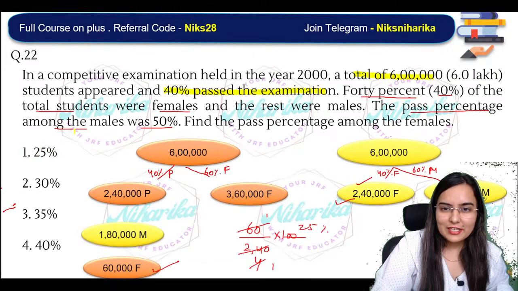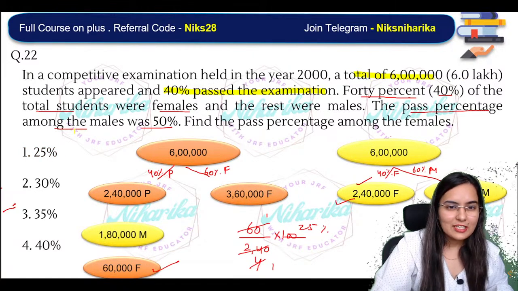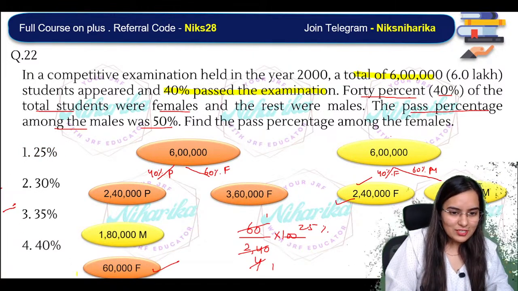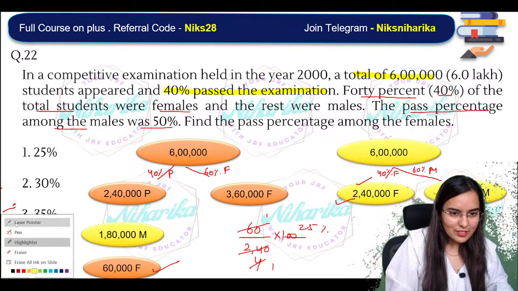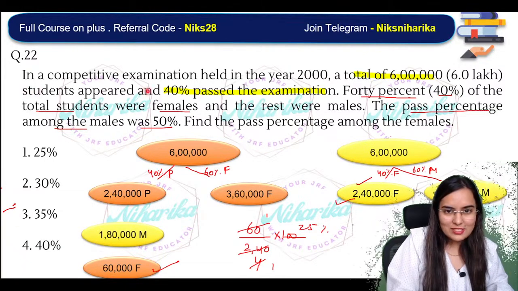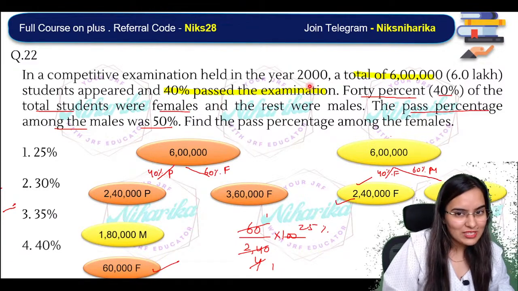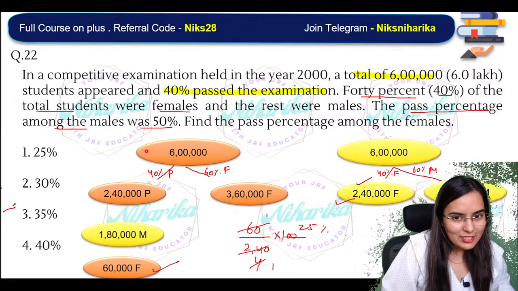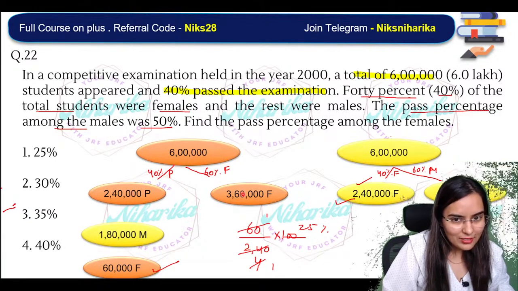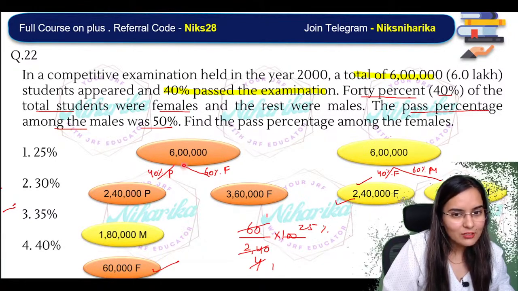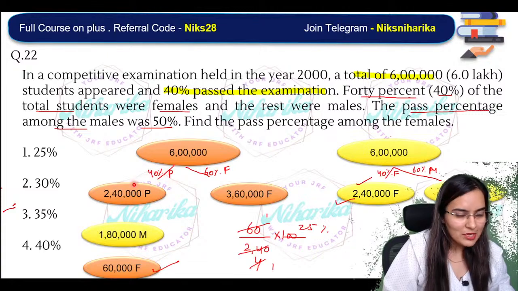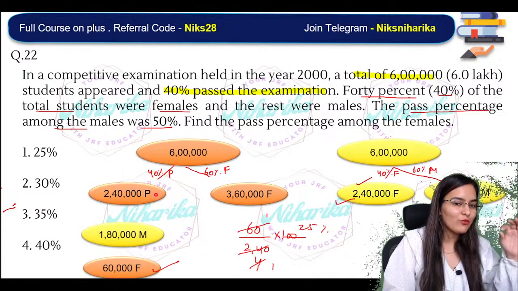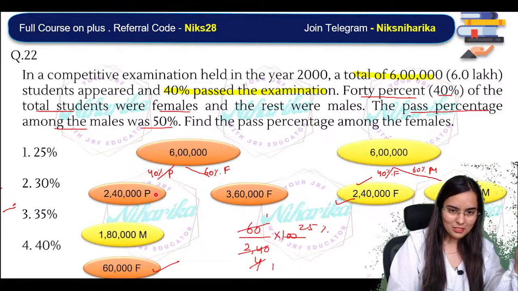Here you are saying the first written 40%. I think you are saying this one, isn't it? See, the students appeared and 40% actually passed the examination. Out of 6 lakh total, only 40% passed the examination. That means 2 lakh 40 thousand total passed the examination.